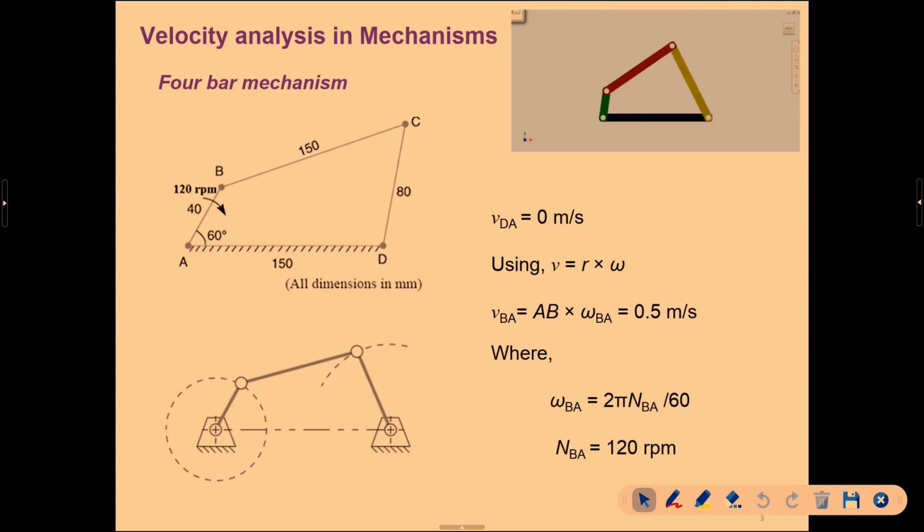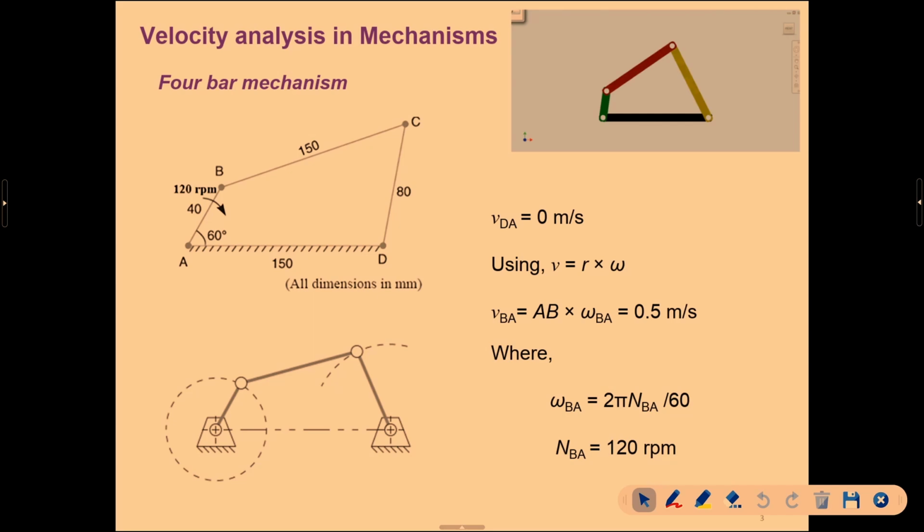Both are relative. If the link is fixed, it becomes absolute velocity. If the link is in motion, then it becomes relative velocity. For example, if I talk about the velocity of B with respect to A, then it is absolute velocity because the point A is fixed.